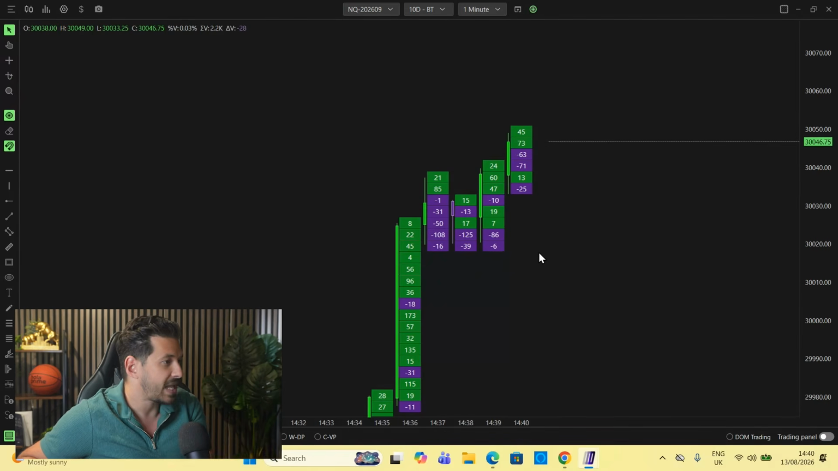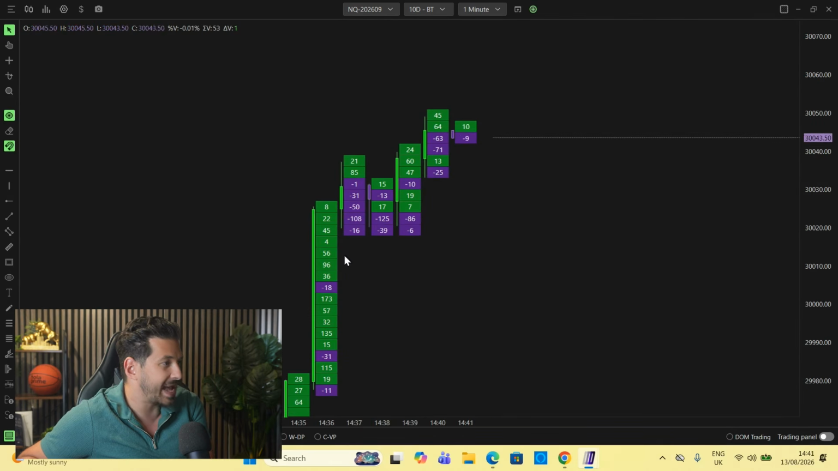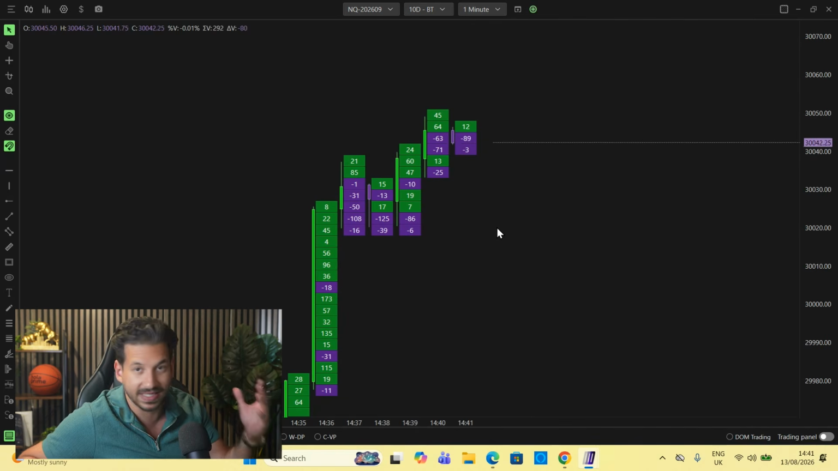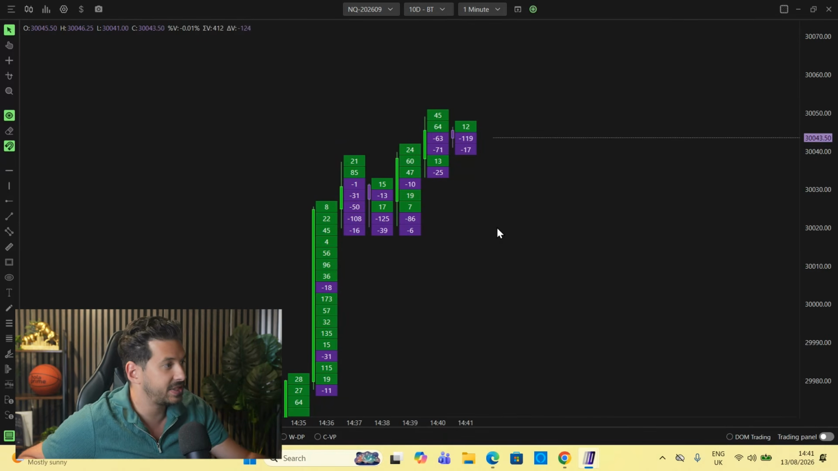So first things first, what are we actually looking at? My footprint chart is customized to be the delta footprint. The reason I like the delta is because it's what I'm used to. I've trained my eye to read the delta in real time, but you can use the ask and bid, and I will do a separate video on how to read the ask and bid. For me, it just makes it a little bit more complex. It adds a little bit more noise that's unnecessary, and for the style I trade, I don't really need to know the ask and bid.